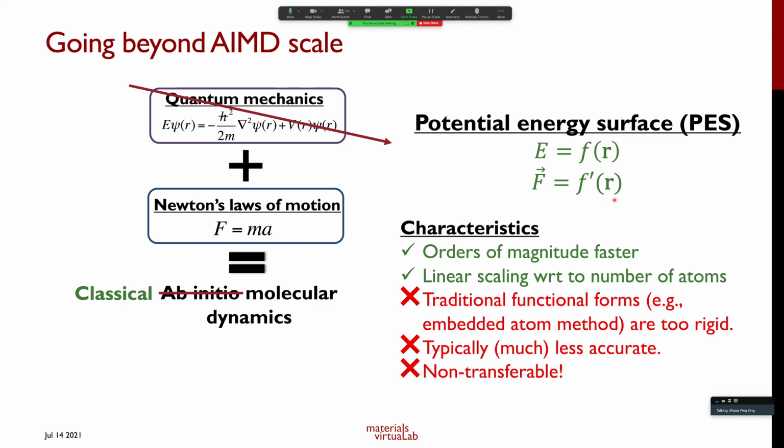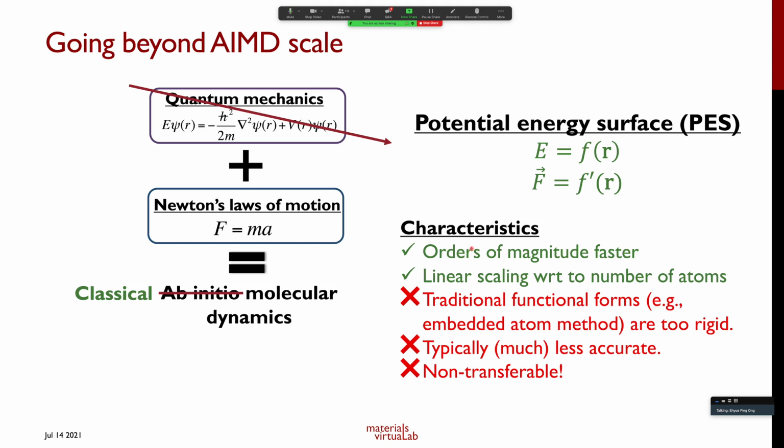Now, this is not a new thing, right? People have been doing this for a very long time, even before, I would say, ab initio methods, right? This is what is known as classical molecular dynamics. You basically drop the ab initio and you replace that with some classical potential. The advantage of classical molecular dynamics is, first of all, it's orders of magnitude faster, okay? So easily 10 to the power of 3, sometimes even 10 to the power of 7 faster, depending on what your potential is, right?